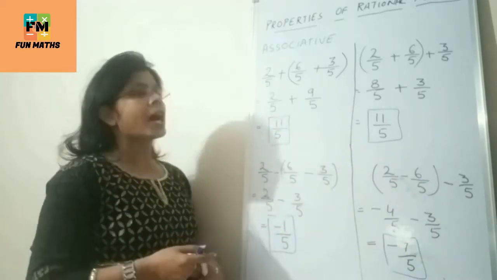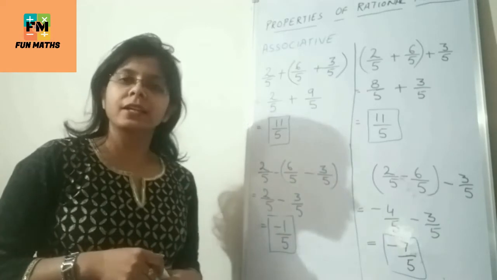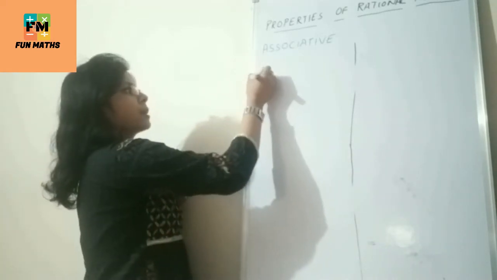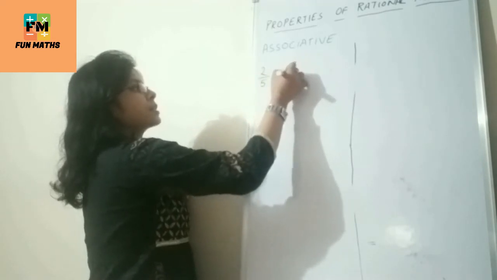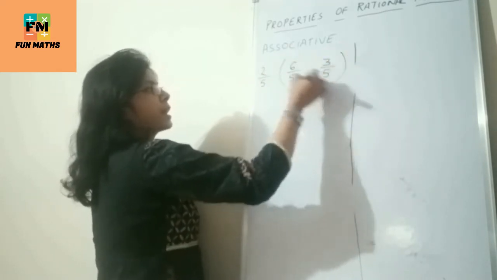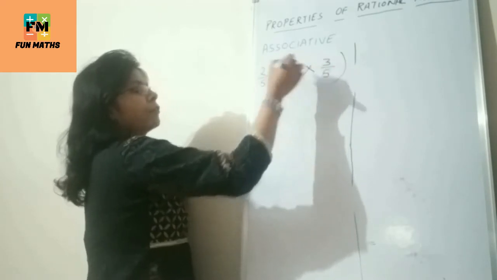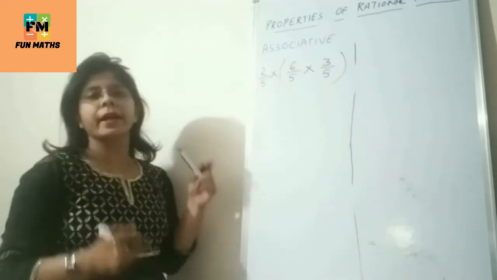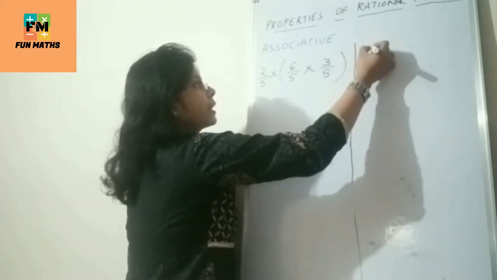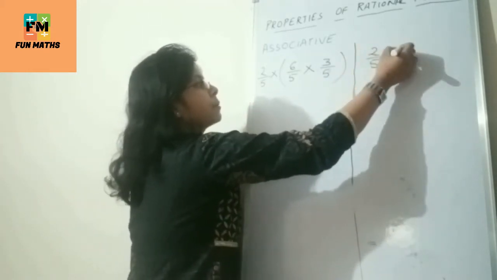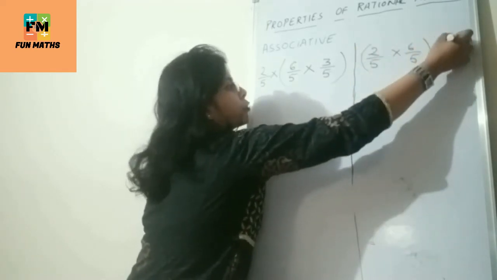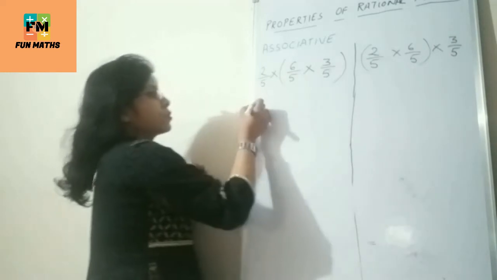Right? Now let's start with the multiplication and division operations. Now for multiplication, I am taking again the same numbers, 2 by 5, 6 by 5, 3 by 5. Right? We will be doing it in the same way. We have to put two numbers in one bracket to make one separate group, and in the second case again we will write the same numbers, and then we will write the first two numbers in one bracket to make one group, right? Now let's solve this.